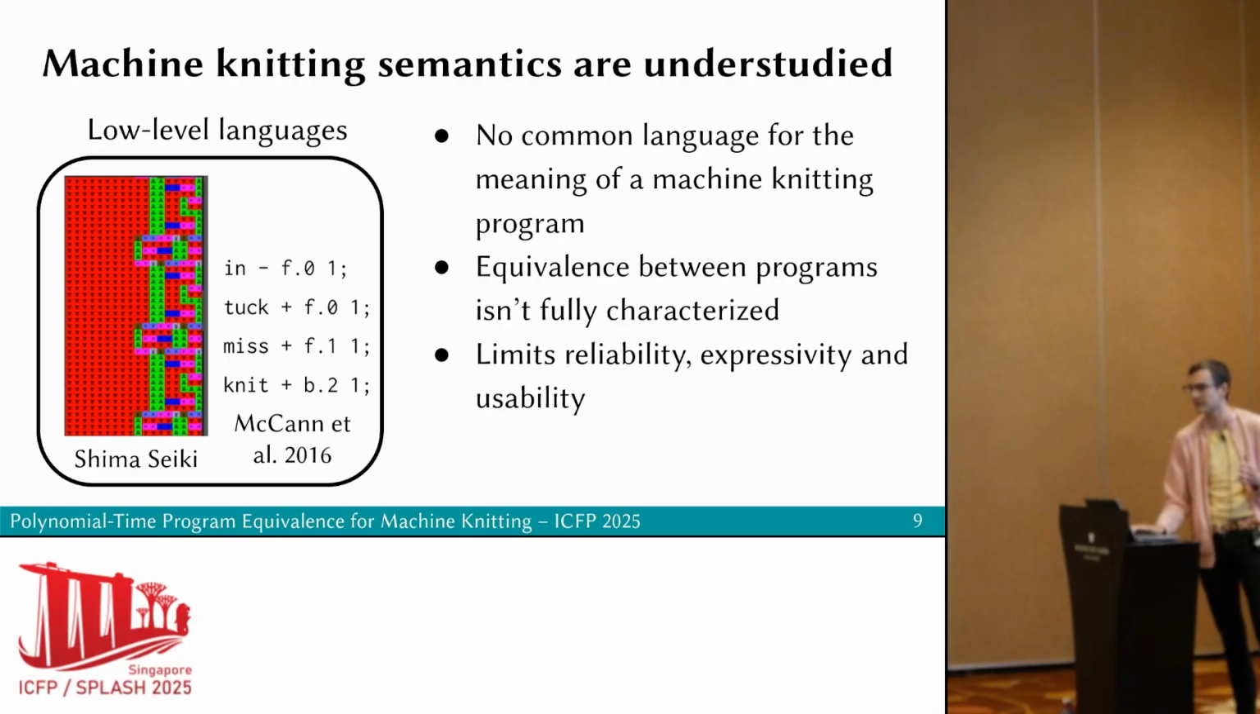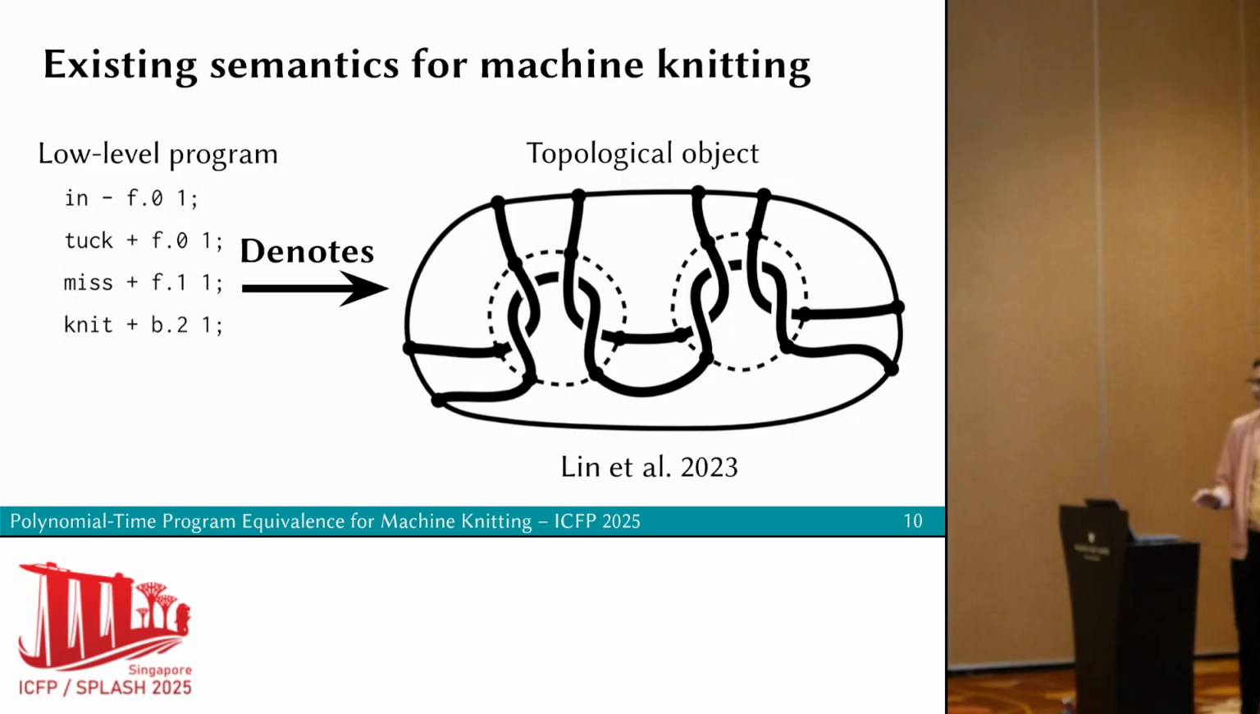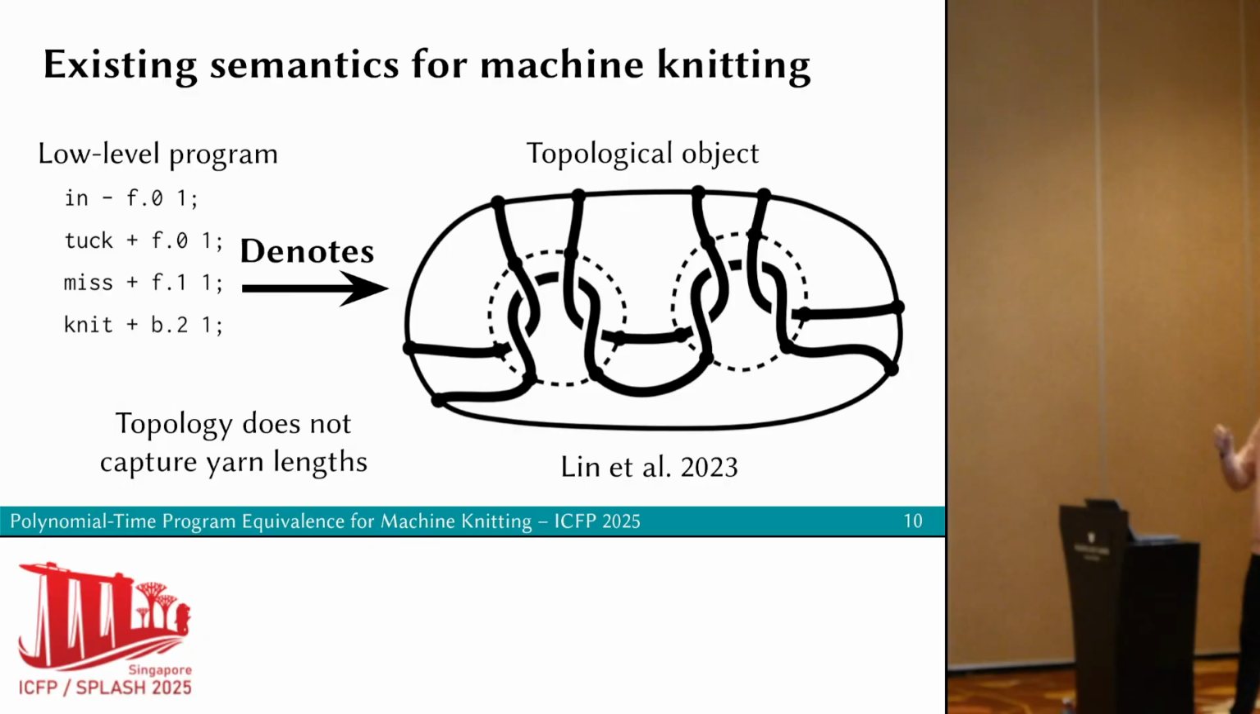This is the problem we're addressing in this talk. We need to have semantics. This hopefully shouldn't be an unpopular opinion at ICFP. Prior work has developed a definition for machine knitting semantics, but those semantics are purely topological. So the programs would denote tangles of yarn that are embedded in 3D space. Two programs are equivalent whenever their tangles can continuously deform into one another, just like in knot theory. Topological equivalence does allow all sorts of stretching and deformations of yarns, but in the real world, there are some physical limits to how much yarn can stretch before it breaks.